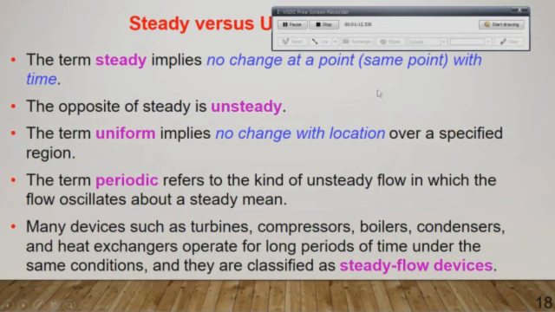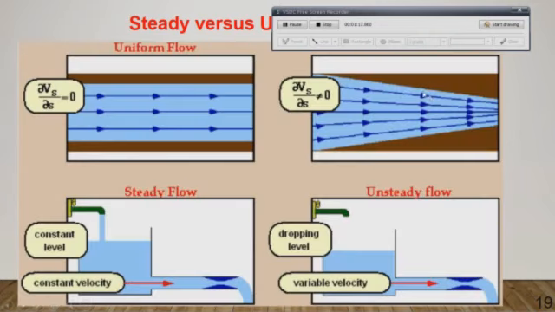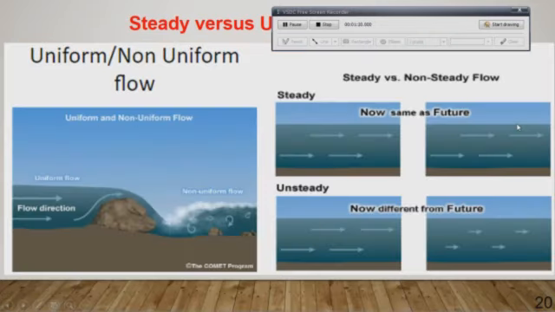This is steady over time, and then uniform is just based on the location. So this is another example. Uniform, constant, and then non-uniform, and then steady versus unsteady. So steady means at any point, the speed is the same, but for unsteady, today this is the speed, and then in the future maybe the speed is reduced. So it is based on the time, over time.